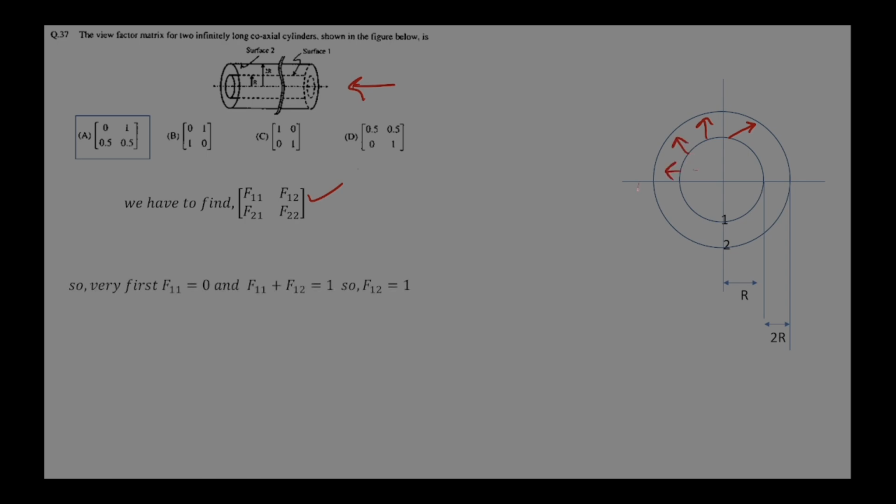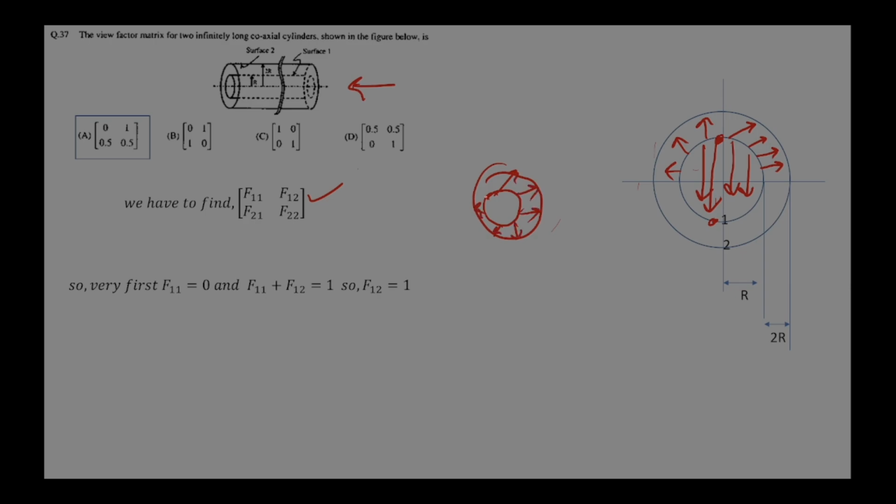Let's see. Very first, f11 equals 0. Why? Because there is no heat from 1 to 1. This is also 1 and this is also 1, so no heat from 1 to 1. No internal heat, and from outside it is not possible for heat to go from 1 to 1. No chance. It will always go from 1 to 2. So f11 is 0 and f12 is 1, that means all the heat from the inner cylinder is going to the outer cylinder, 1 to 2 means 100%.